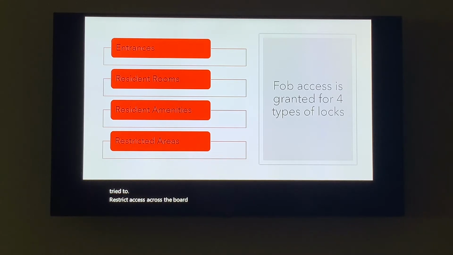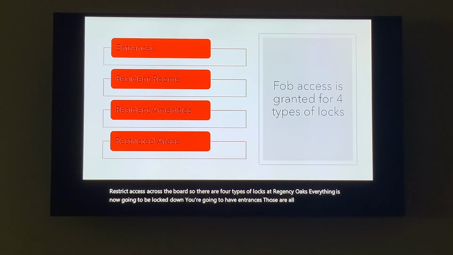So there are 4 types of locks at Regency Oaks. Everything is now going to be locked down. You're going to have entrances. Those are all the side doors and exterior perimeter entrances. You're going to have resident rooms. Those are your individual apartments. You're going to have anything that's considered a resident amenity, whether it's the sports bar or the library, anything that is not a resident room but has resident access is considered an amenity, and then there are restricted areas. So those are the 4 types of locks.